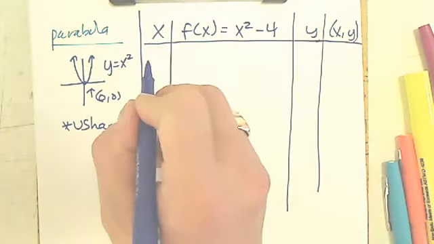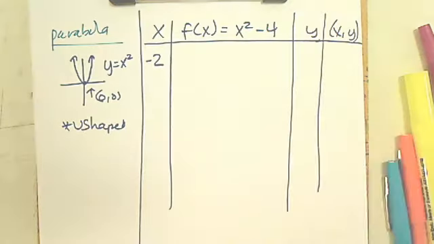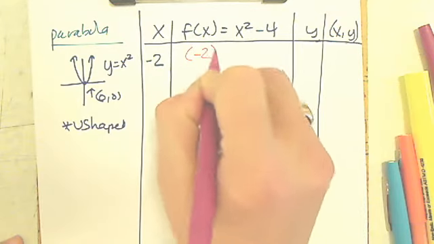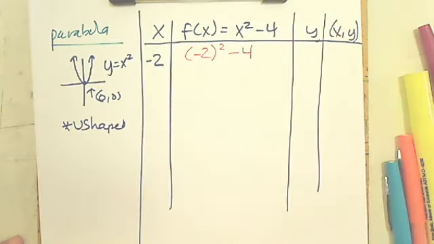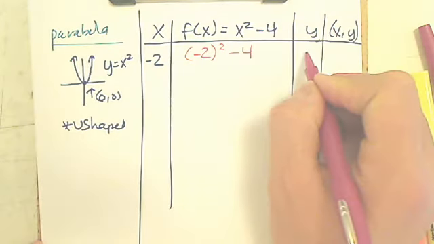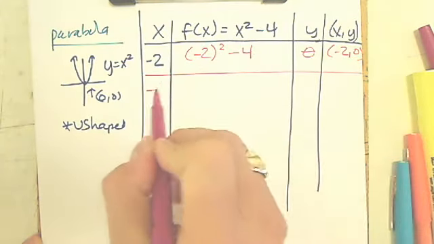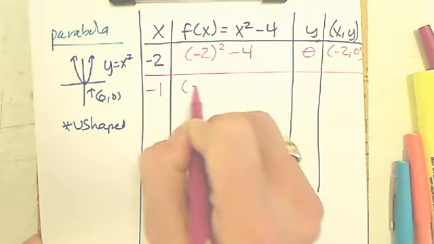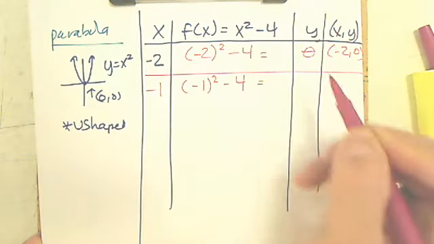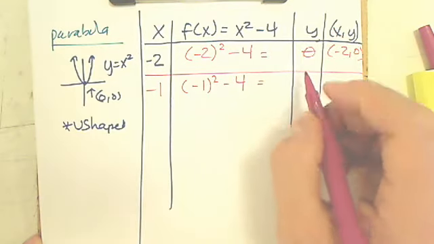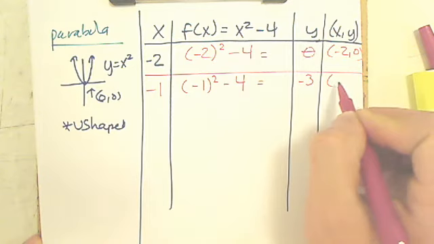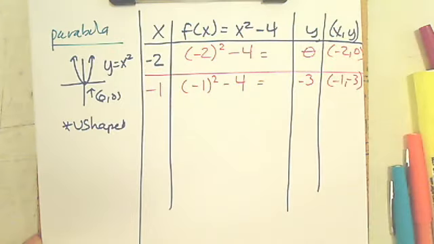Now, starting with -2. I need to do some substitution here. I'm substituting -2 in place of x. I have (-2) squared minus 4. -2 squared, Jackie? Positive 4 minus 4 is 0. So your first point is -2, 0. Now -1. -1 squared minus 4. -1 squared ever? 1 minus 4? -3. Next point is -1, -3.